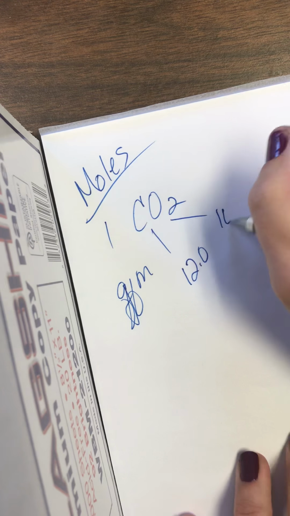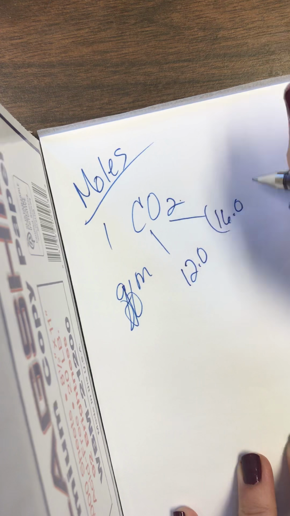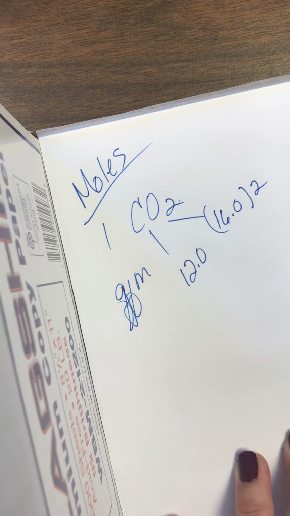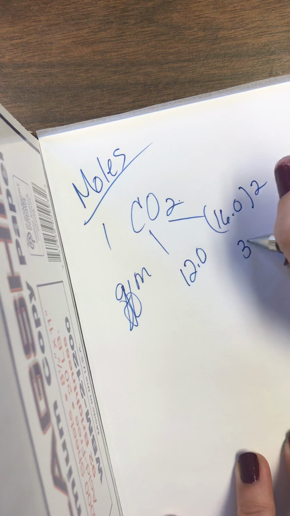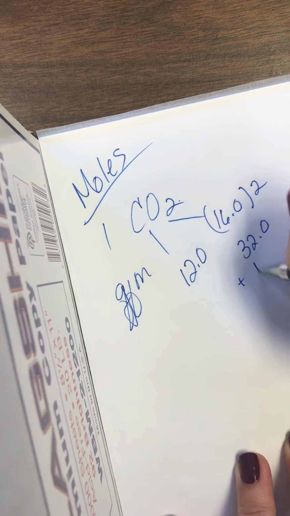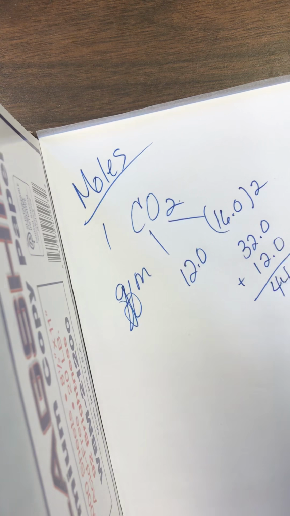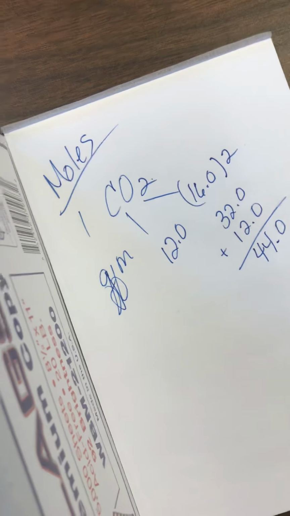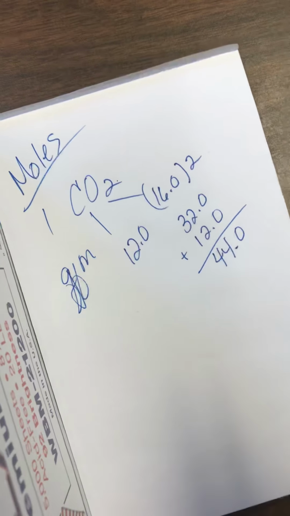So I'm going to round that to 16.0. Now I have 2 of them, so I have to multiply this one by 2. So 16 times 2, this is 32.0. Plus the 12.0 for the carbon, and I get 44.0. So I always round to the 10th place on the masses from the periodic table.